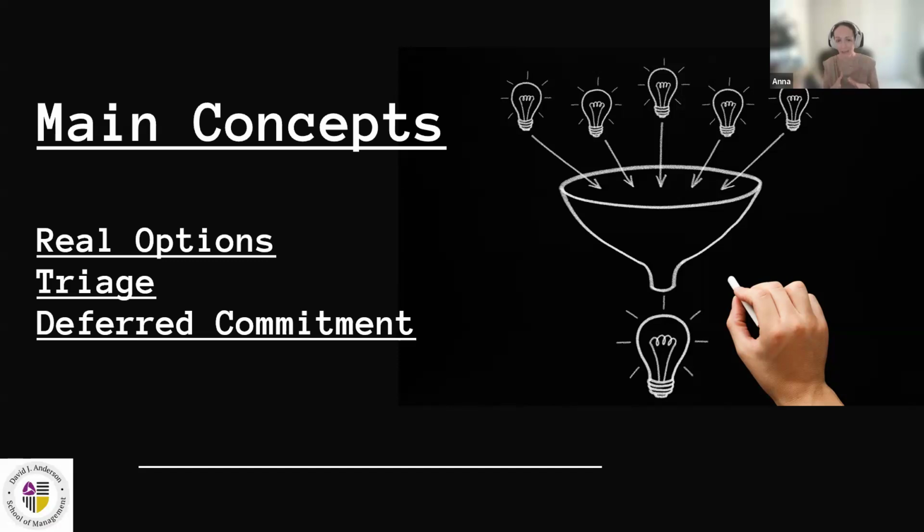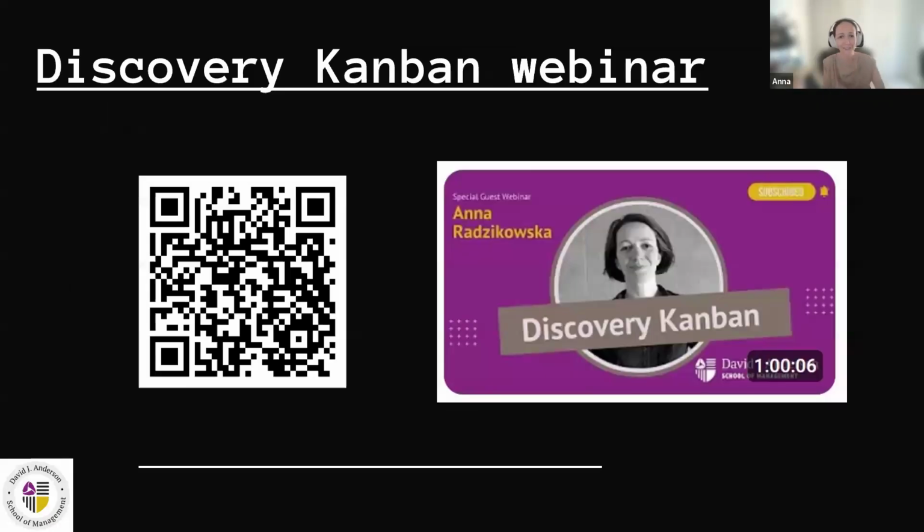So as I mentioned, the three main concepts from Upstream Kanban help us to decide whether we should work on something or not, when we should start working on it, and when it actually has value for us and for the clients. And this is the slide that I started talking about at the beginning. I talked about each of these concepts in more detail in this webinar. So you can either scan this code now, or you can just go to our YouTube channel, David Anderson School of Management, and search Discovery Kanban webinar. This is where we talked about it in more detail.